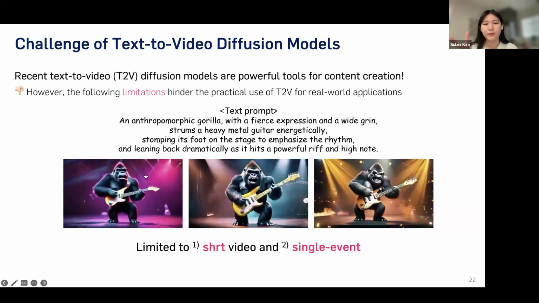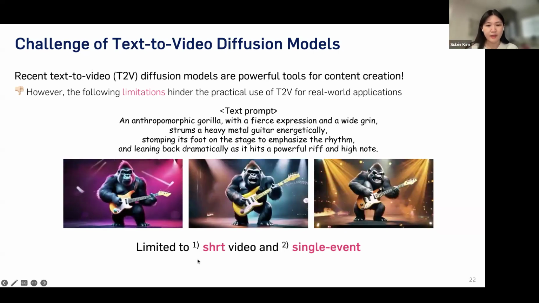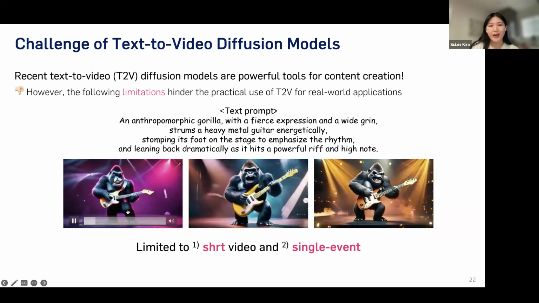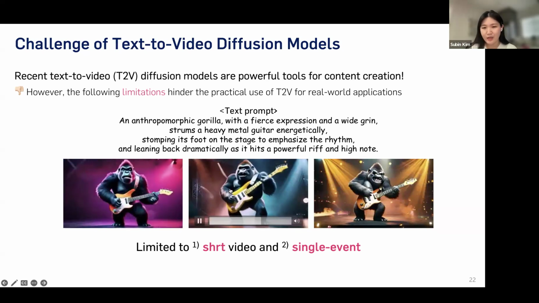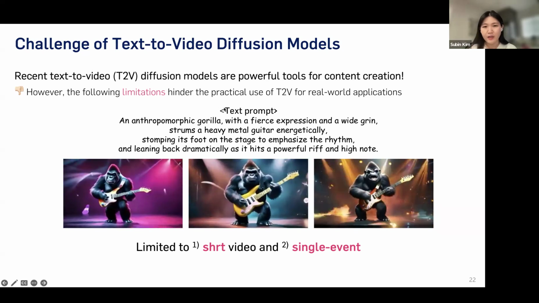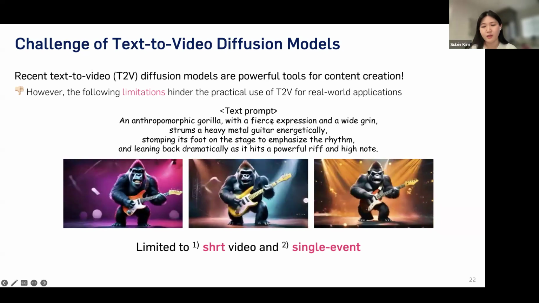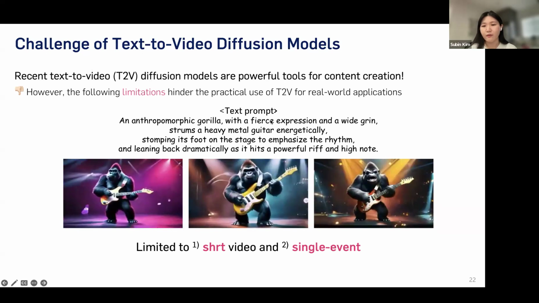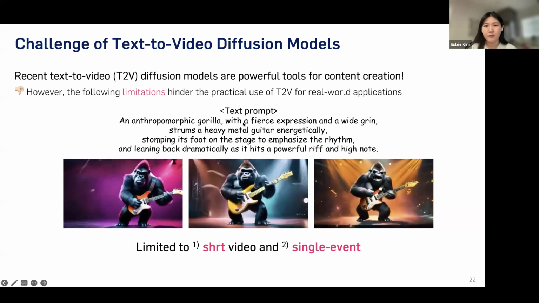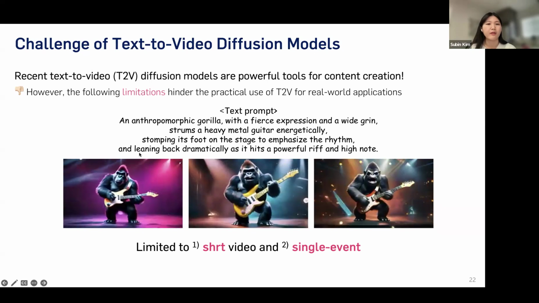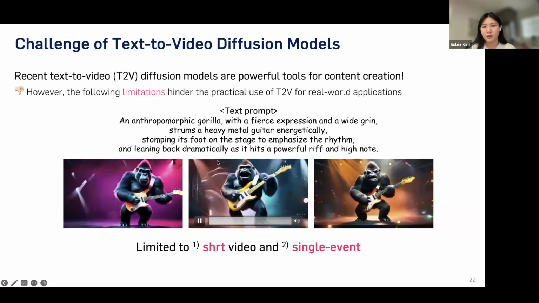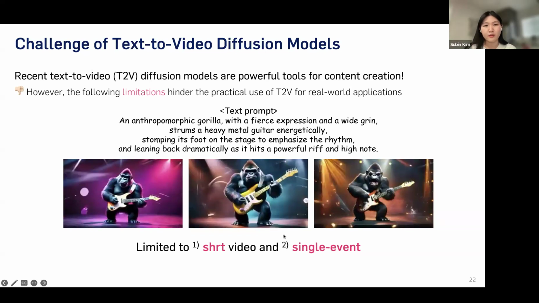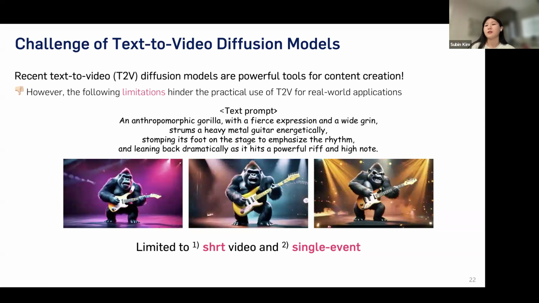But there are two major problems. The first is that they are limited to very short videos. The second is that they often show a single event. This text prompt consists of roughly four different events with various expressions and actions, but the current diffusion model just generates a single event. To make diffusion models useful for content creation, they should be able to generate very long videos with multi-event dynamics.